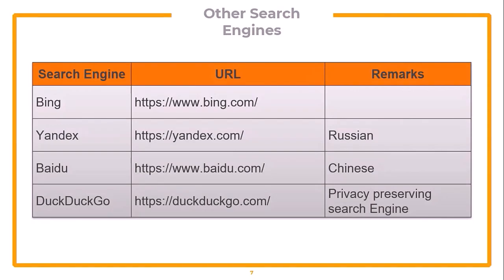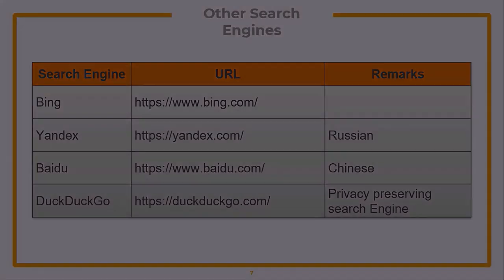Now let's see some other search engines. The other major search engine is Bing, whereas Yandex is a Russian search engine, and Baidu, the Chinese search engine. And if you are looking to preserve your privacy, you can use DuckDuckGo.